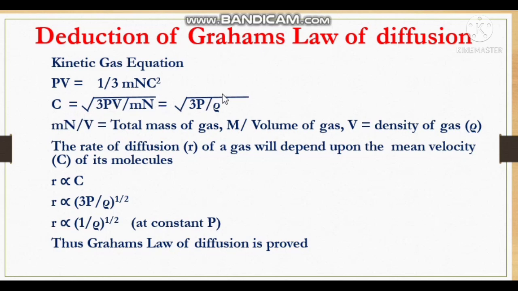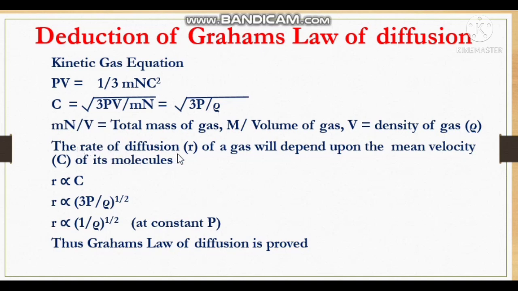Now from this equation you can see here, this Mn divided by V, this Mn is nothing but the total mass of the gas, capital M, divided by V, the volume of the gas. So mass divided by volume is equal to the density of the gas. So here mass Mn divided by volume V is equal to the density of the gas. So you have to write 3P divided by rho. So this equation becomes C equal to under root 3P by rho.